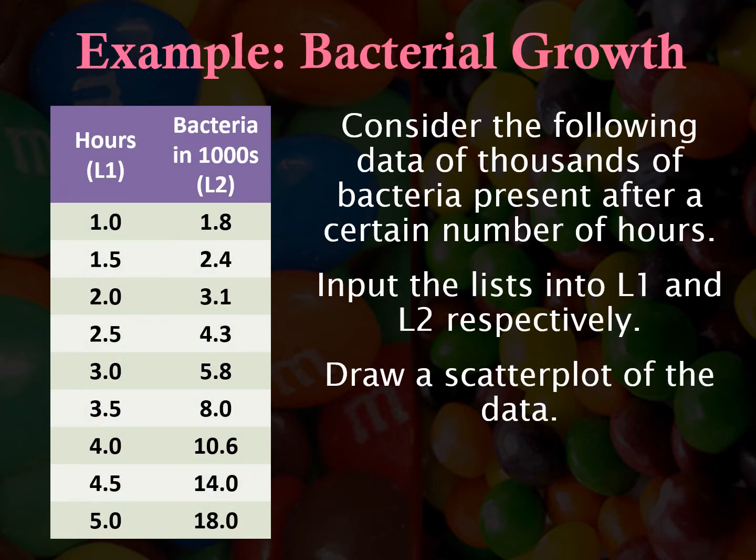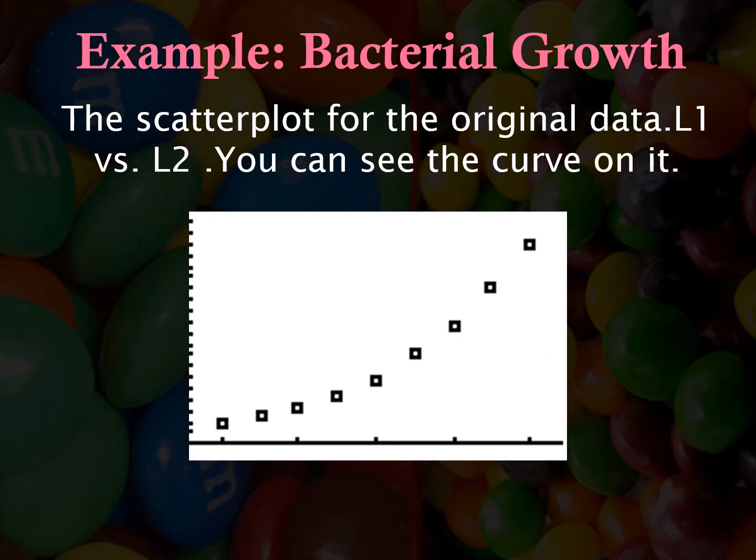So I'm going to go through this quickly. You want to try to write this down unless you really stop. Considering thousands of bacteria in culture in a number of hours, so let's suppose you put these into list 1, list 2. You don't have to. Let's take a look at a scatter plot. Scatter plot shows a curved relationship. So this is using L1 as the x variable, L2 as the y variable, and you can see the curve.